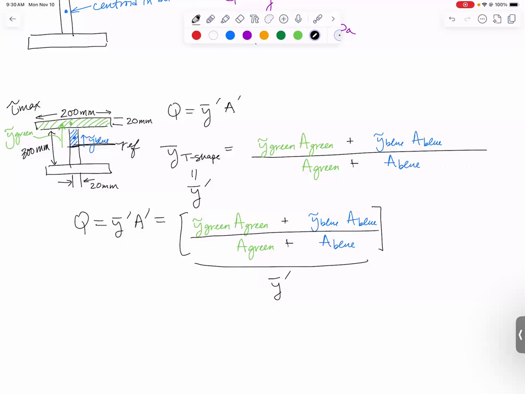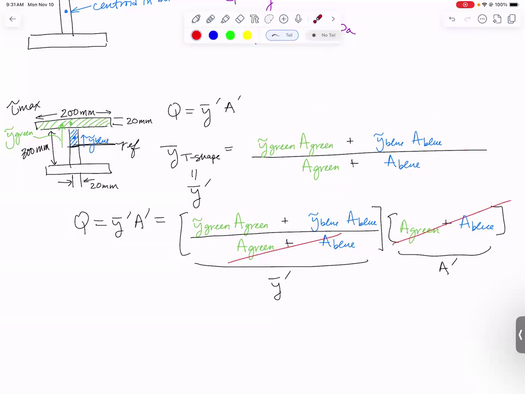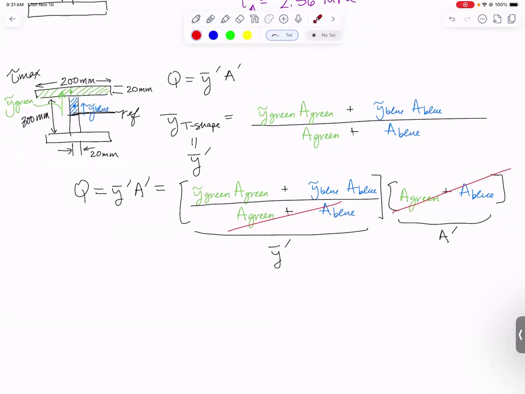What are we going to multiply it by? We're going to multiply it by A prime. What's A prime? A prime is the area of the green plus the area of the blue. Can you see that that's going to cancel? This is a really nice shortcut. What it means is Q for my T shape is going to be y tilde for the green shape times the area for the green shape plus y tilde for the blue shape times the area for the blue shape.